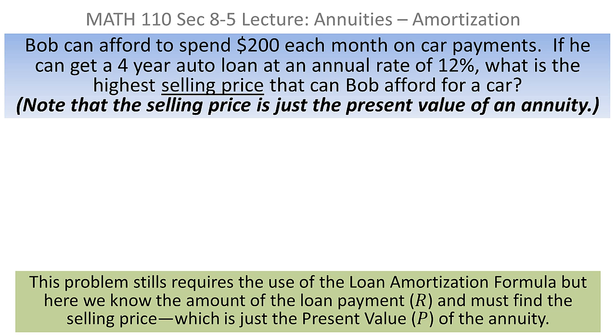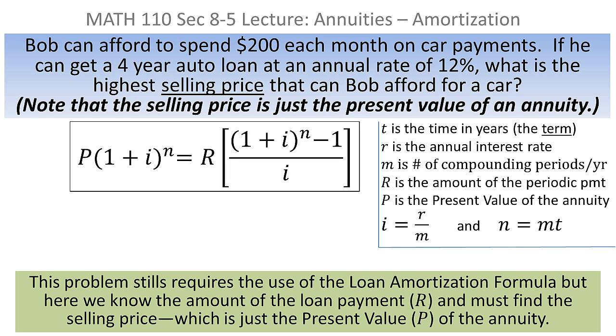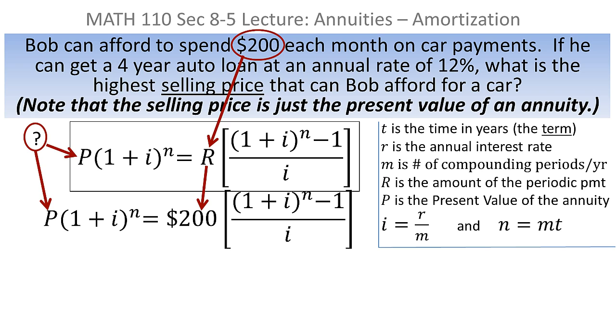So we'll be using the same loan amortization formula. But this time we know capital R and are looking for capital P. Before, we were looking for a monthly payment. Now we know, using the same formula, that Bob is going to make a maximum of $200 a month car payment. And we want to figure out what the present value of that annuity is, which represents the selling price that Bob can afford to pay. So again, it's a matter of plugging into the formula correctly and being careful with your calculations.